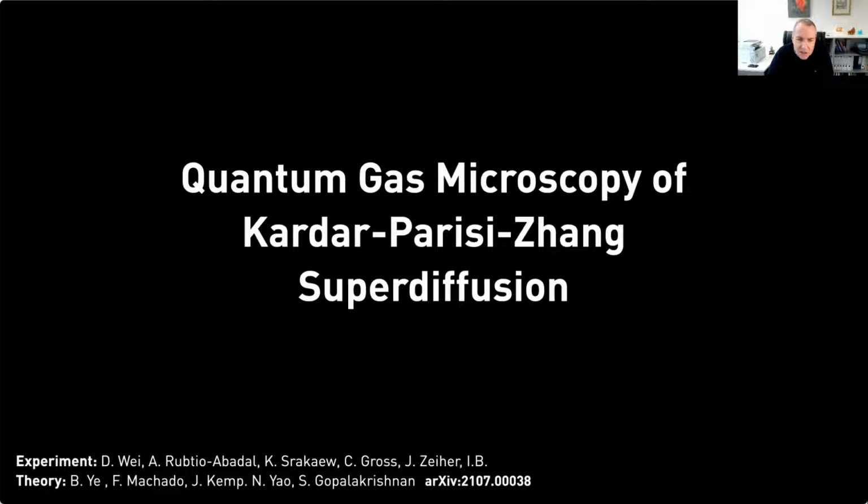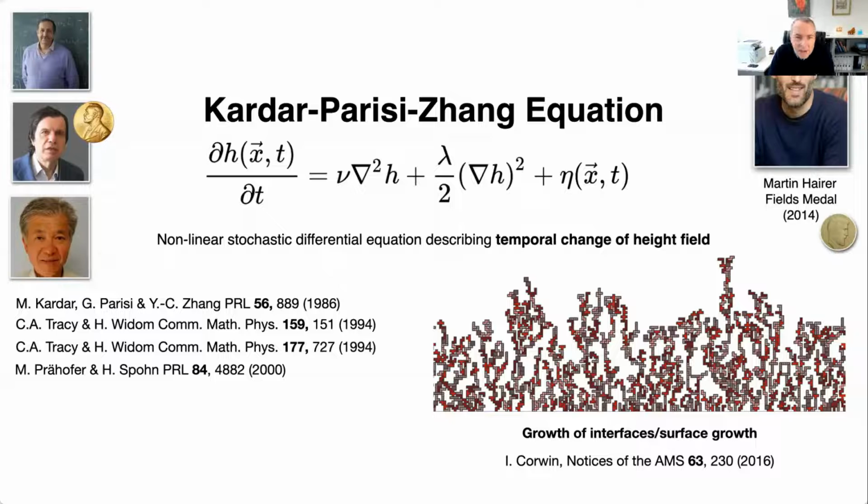So let me move on to the actual experiment on this KPZ superdiffusion, and this was a joint work with the group of Norman Yao and Sarang Gopalakrishnan in the US. So let me first go back to the KPZ equation, and actually it's nice these days to talk about KPZ physics, of course, because of the Nobel Prize to Parisi in October, although not for this work, but it's still among one of his most cited works in the field. And it's also a very important topic in mathematical physics, where Martin Hairer was awarded the Fields Medal in 2014 for solving this stochastic partial differential equation.